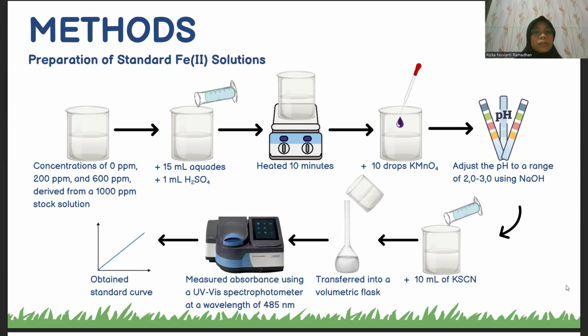After that, 10 milliliters of potassium thiocyanate solution was added to form the red colored complex. The solution was then transferred into a volumetric flask and measured at 485 nanometers to obtain the calibration curve.